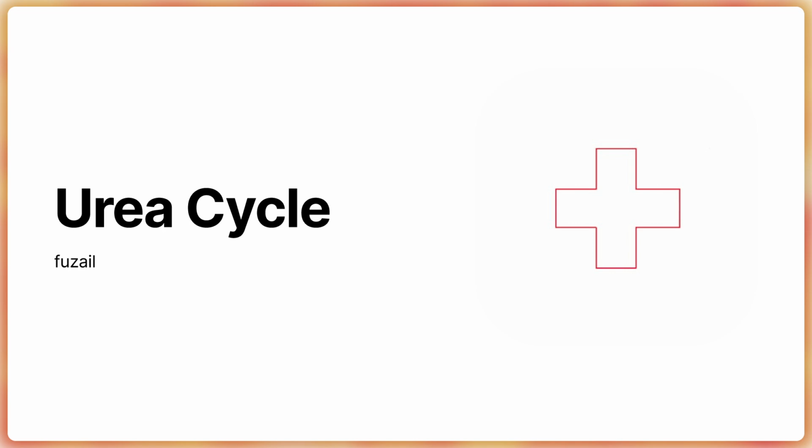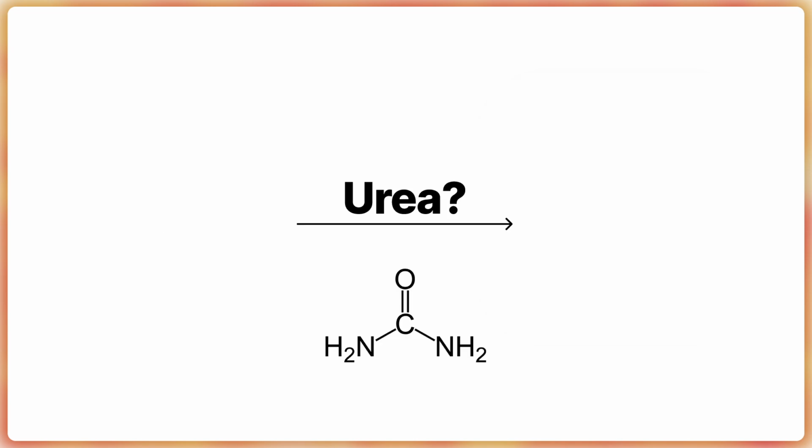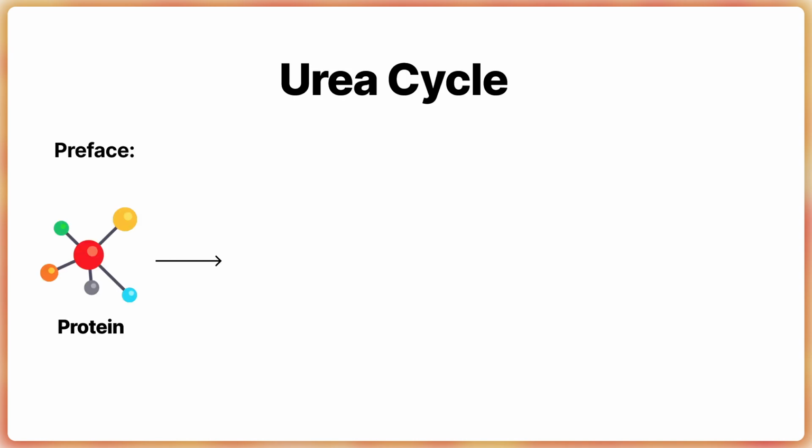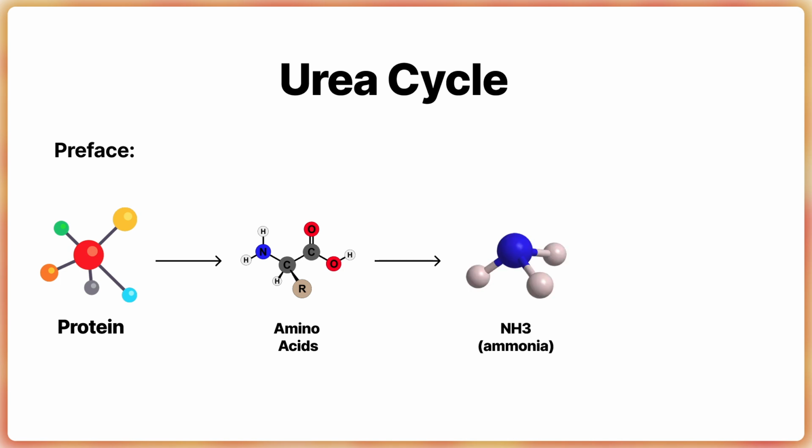To start with, what is urea? Urea is basically a waste product of protein metabolism. Specifically, when protein is consumed, it is broken down into amino acids which contain nitrogen. Now, when these amino acids get metabolized, the nitrogen that's contained within them gets released in the form of ammonia, a highly toxic substance to the human body, if it happens to build up.